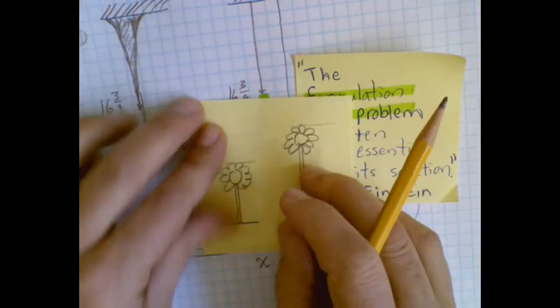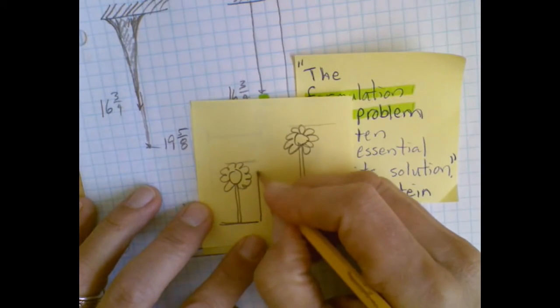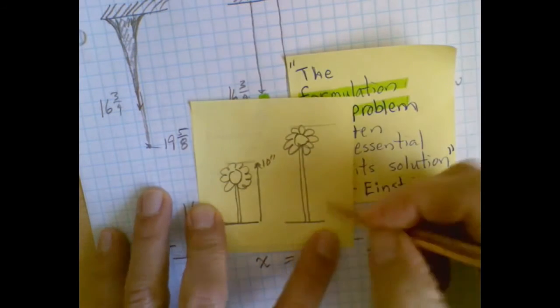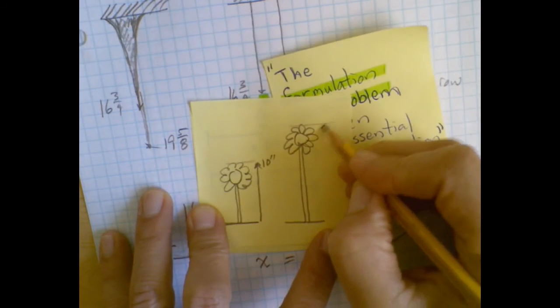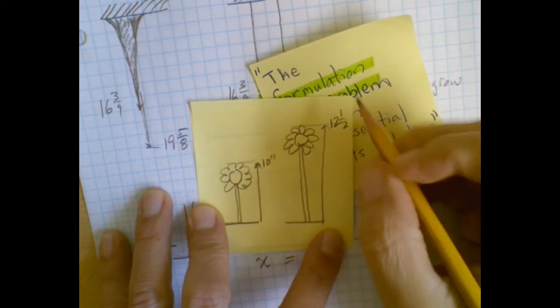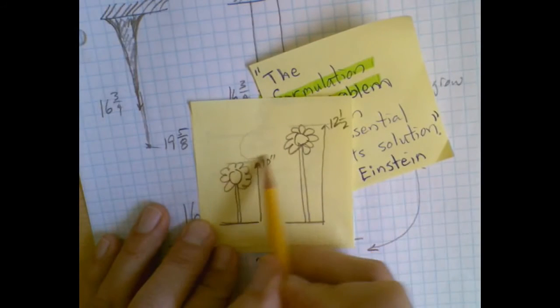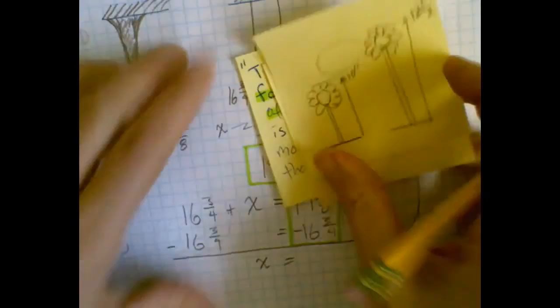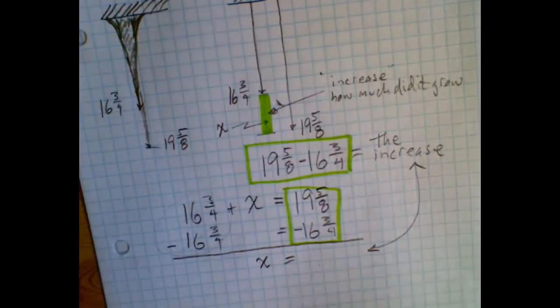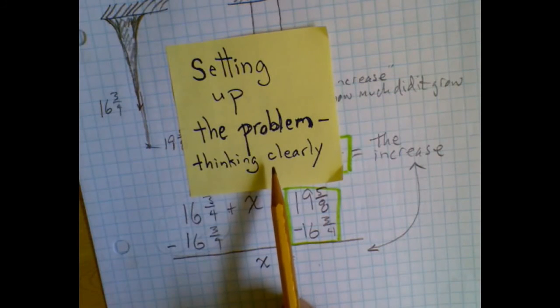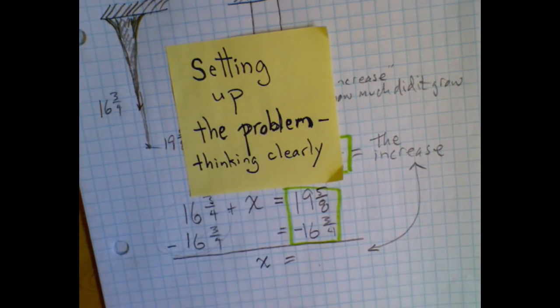I can think about plants. My plant grew. If I knew this measurement here, say it was 10 inches, and then it grew, and I measured again, and my plant now is 12.5 inches, this is the how much more. So there's lots of ways that this same problem comes at you. Set up your problems. Think clearly about what you're doing. Be organized. Follow the steps. You guys will be able to handle it, no problem.